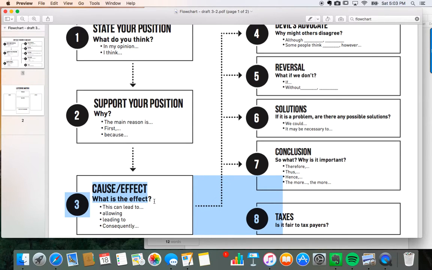If children not having a healthy lunch leads to obesity, why is that a problem? What is that going to lead to?